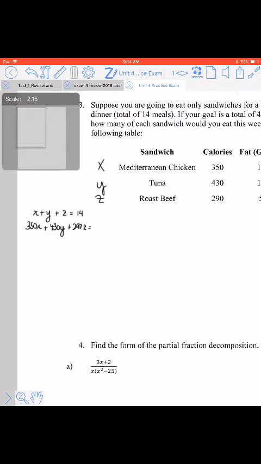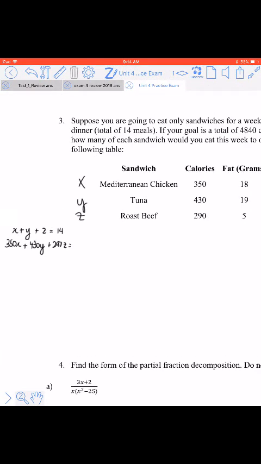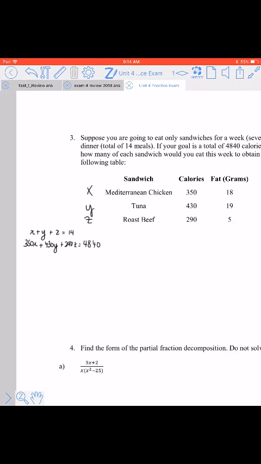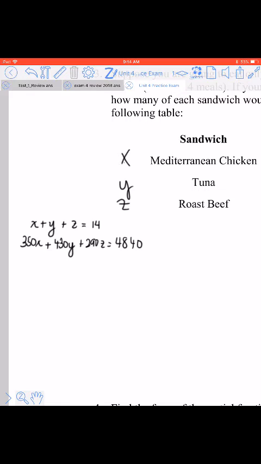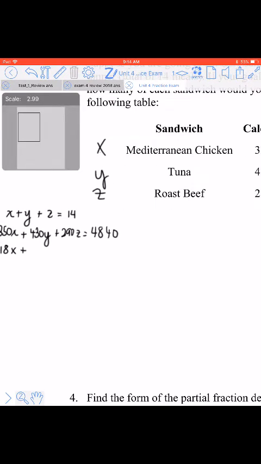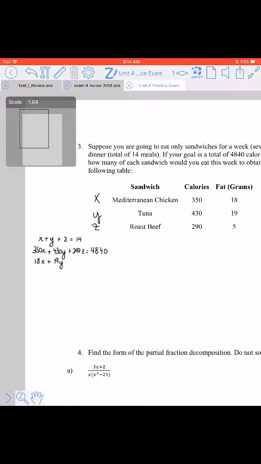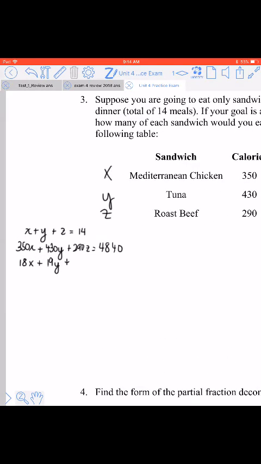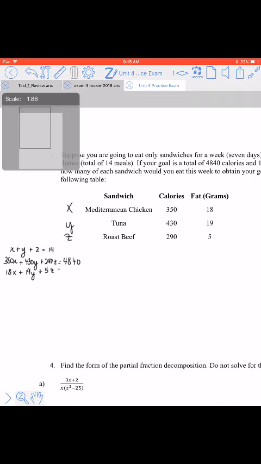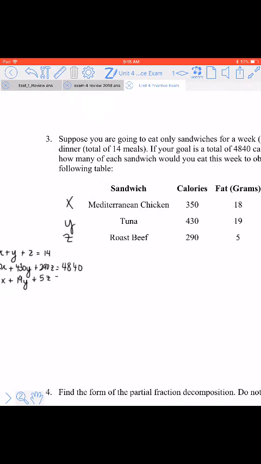So those are all the calories consumed in the sandwich, and the weekly goal is 4,840. Now, fat grams. The Mediterranean chicken has 18 grams of fat. Tuna, 19, and the roast beef is 5. And the weekly goal was 190.